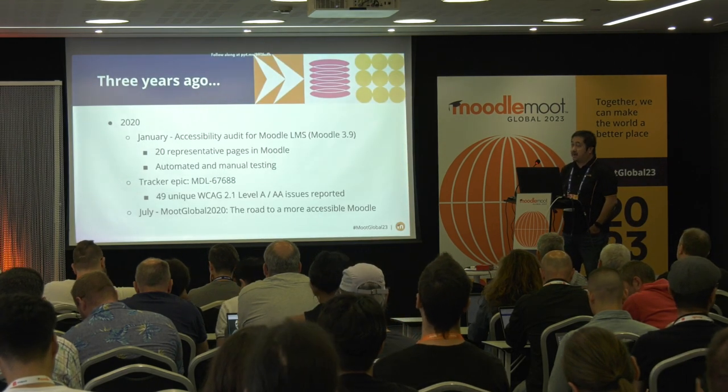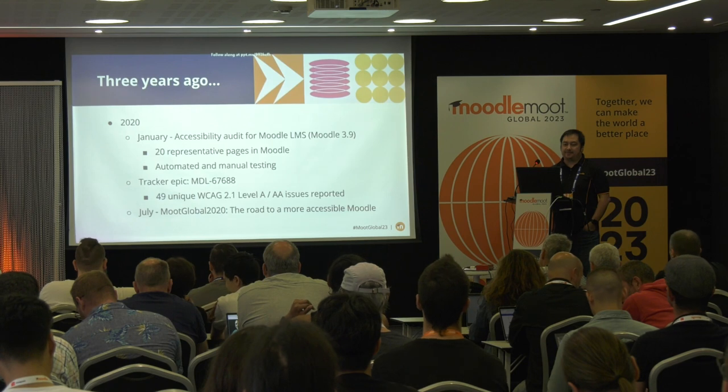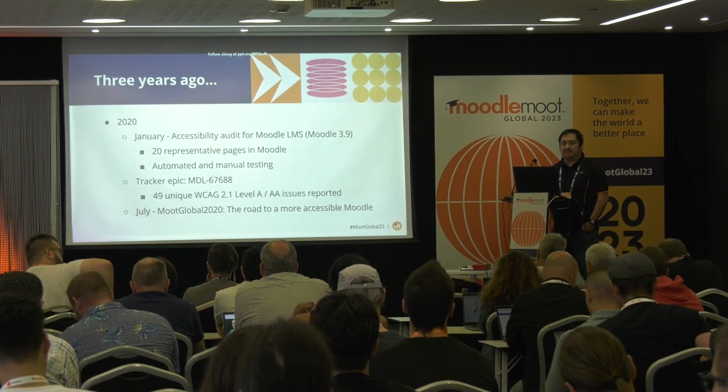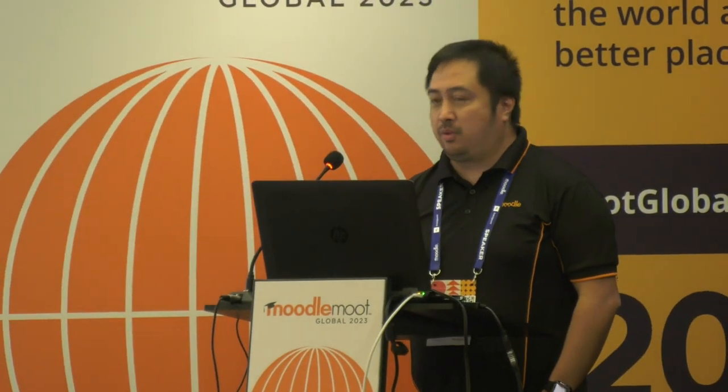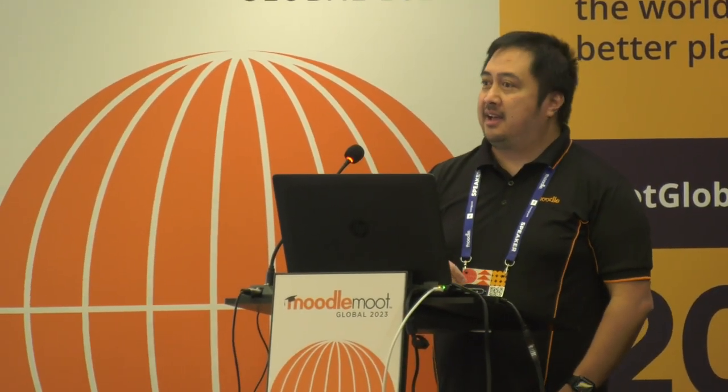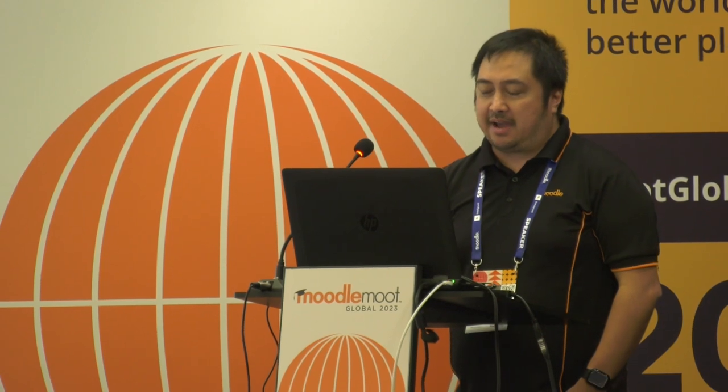So, just a recap, three years ago, we kicked off the accessibility audit project for Moodle LMS. At that time we were developing 3.9, and the way we did the audit is by having 20 representative pages in Moodle, and then accessibility testing was performed on these pages, involving automated and manual testing. And the manual testers are people with different disabilities like visual impairments and mobility impairments.